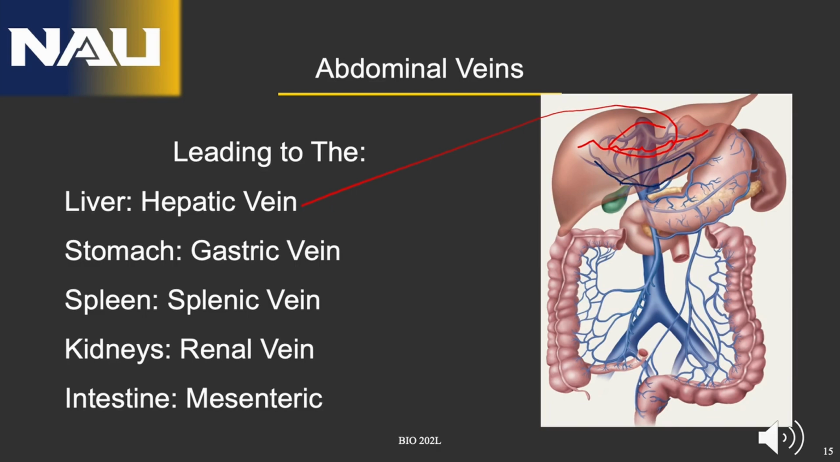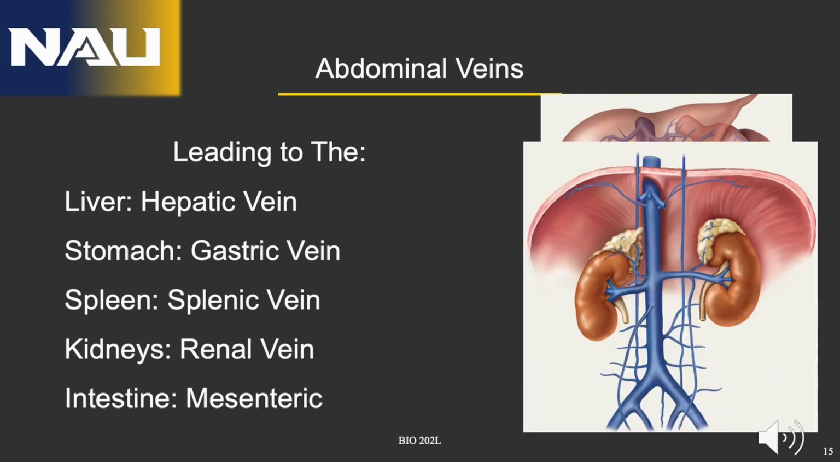Then we have the gastric vein, which is right here, and it's collecting blood from the stomach that has absorbed nutrients. And then we have the splenic vein here, which drains the spleen, the stomach, and some of the pancreas. And then we have the mesenteric veins here, which are draining blood from the intestines. And then we have our renal veins. So it's looking pretty similar. Now let's move on to the legs.